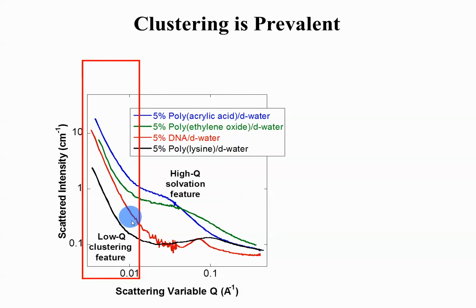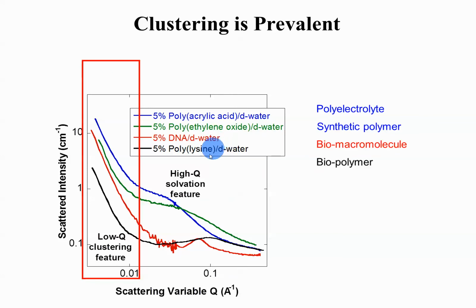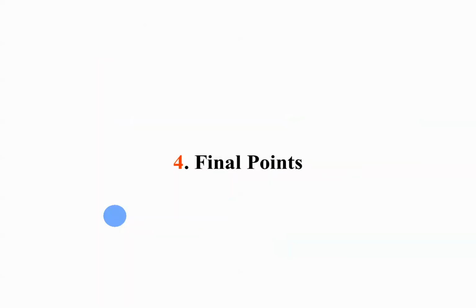Is the gunk at low Q takeoff. The case of polyelectrolytes, polyacrylic acid in deuterated water here. Synthetic polymers, we just saw PEO in water. Biomacromolecules like DNA in water, as well as biopolymers. They all have this low Q gunk. Most water-soluble stuff have the low Q clustering due to the frustration interactions, the hydrophilic and the hydrophobic. Mostly the hydrophobes are not happy, they stick together to give you large networks. Those are the clusters.